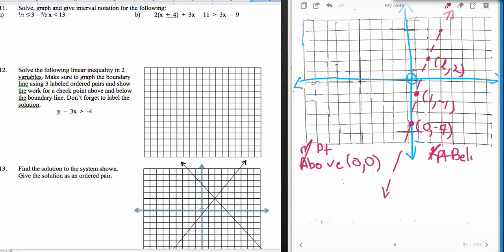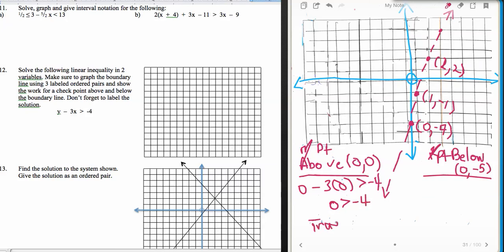And for my below one, I can use anything below the line. I like to use something on an axis so it's easier checking. I always go back to the original inequality, not to my slope-intercept form. So I'm going to use this over here. So y is equal to 0 minus 3 times my x, which is 0, and that is greater than -4 is what I'm saying. And 0 is greater than -4 is indeed a true statement.